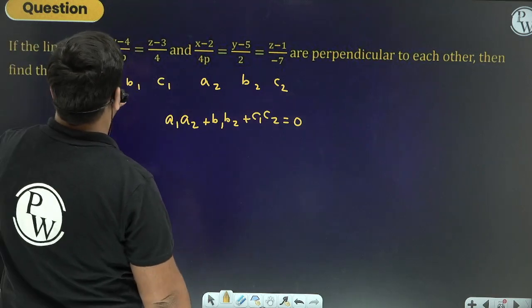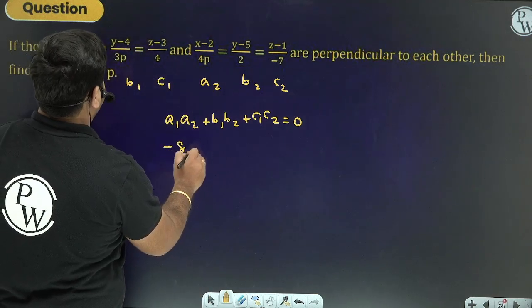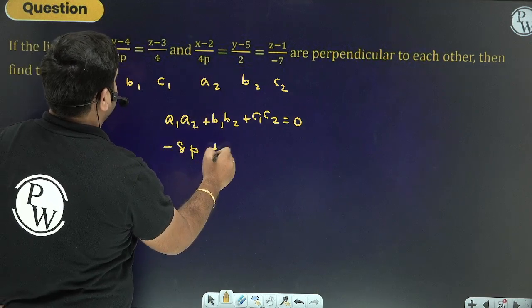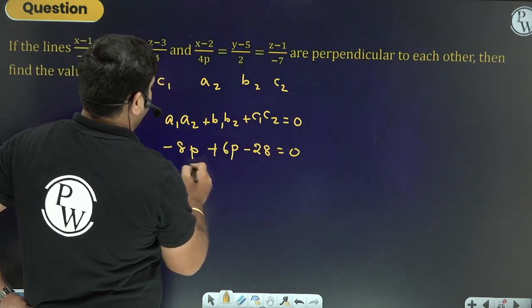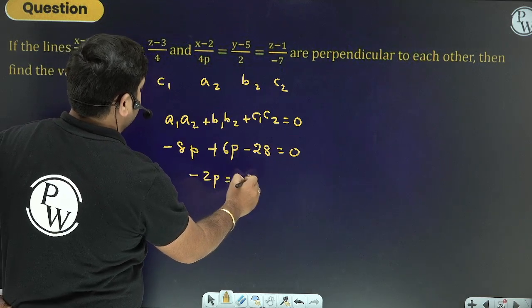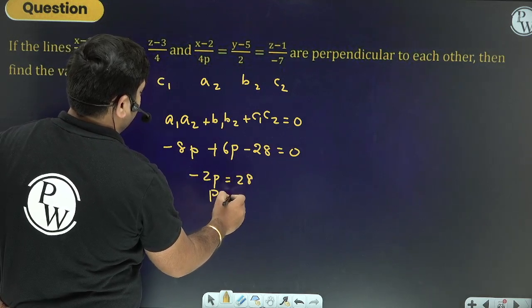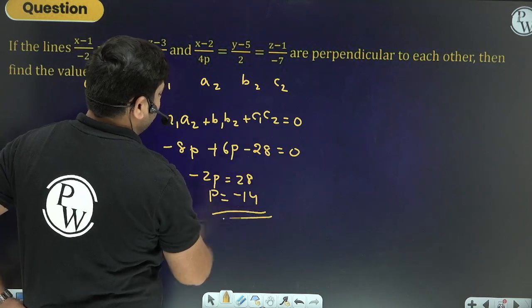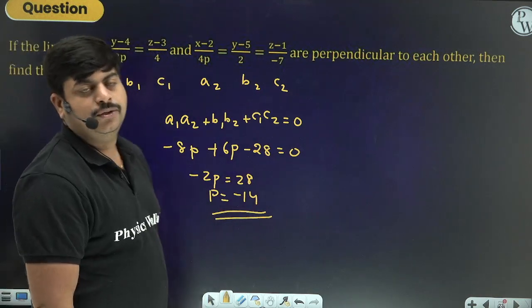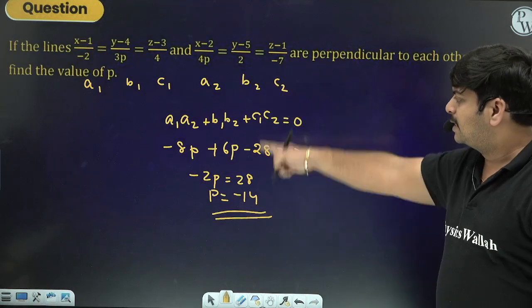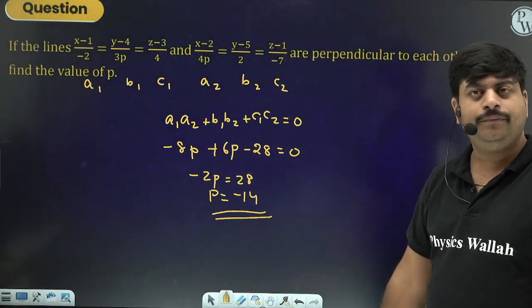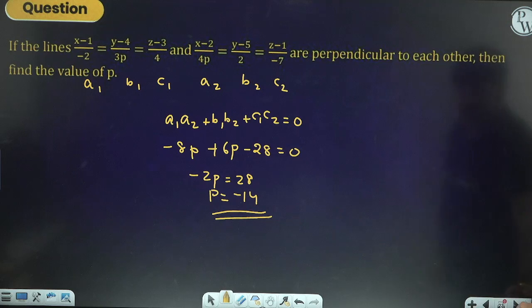So A1 A2, minus 2 into 4P is minus 8P, plus 3P into 2 is plus 6P, plus 4 into minus 7 is minus 28, is equal to 0. So, minus 2p is equal to 28. So, p is equal to minus 28 by 2, which will give you minus 14. The value of p for which these two lines are perpendicular will be minus 14. Once again, cross check if there are any calculation mistakes. Got it, people? Next.